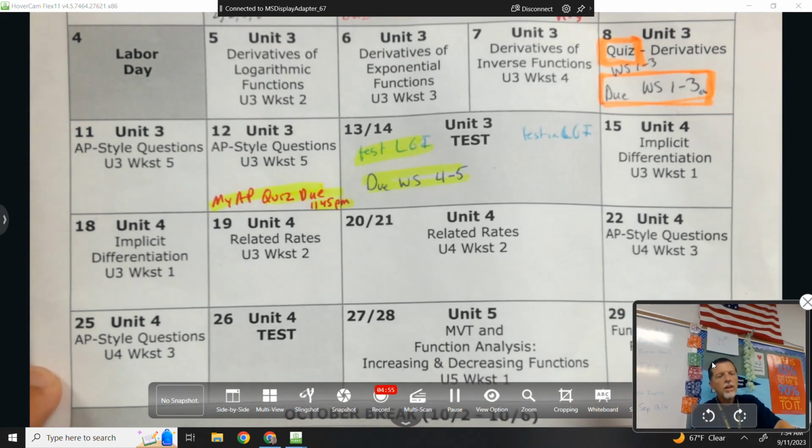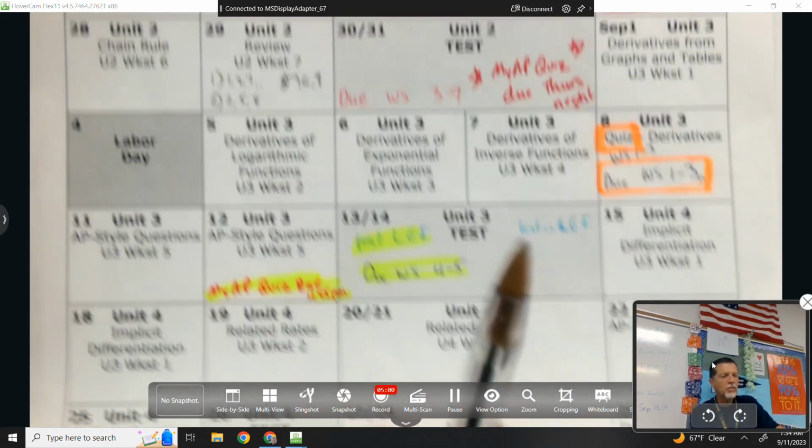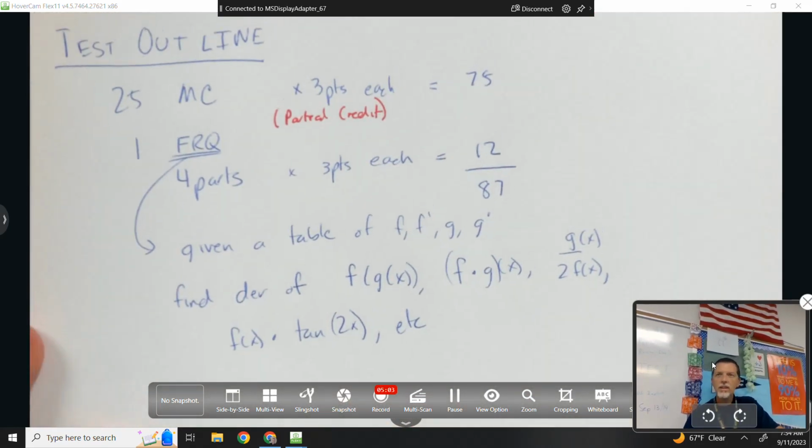So any questions on big picture stuff, test, worksheets, AP Classroom, test format? Anything on any of that?